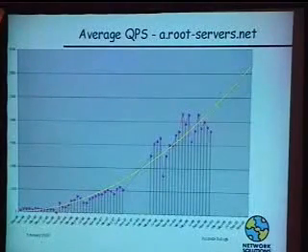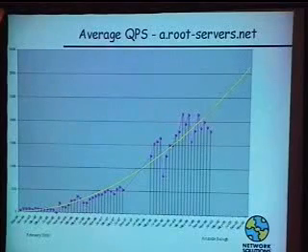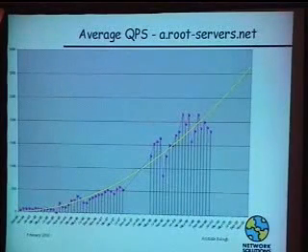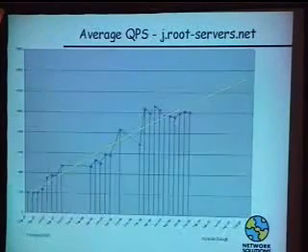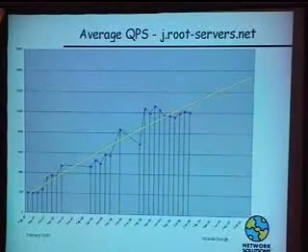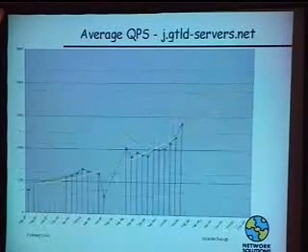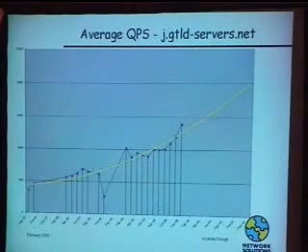Okay, here's average queries per second for A. And actually you can see that the growth trend is just growing. It's just another variant of what we were doing earlier. Same with J. Yeah, it's a straight line. And j.gtld.